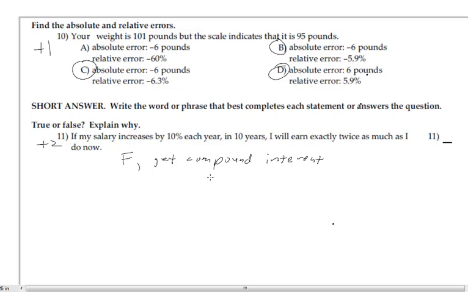If I make $100, 10% increase, 110. 10% increase the next year, I'm going to get $11 more. So now I'm making 121. So I'm making compounded. So it's actually going to be much higher.